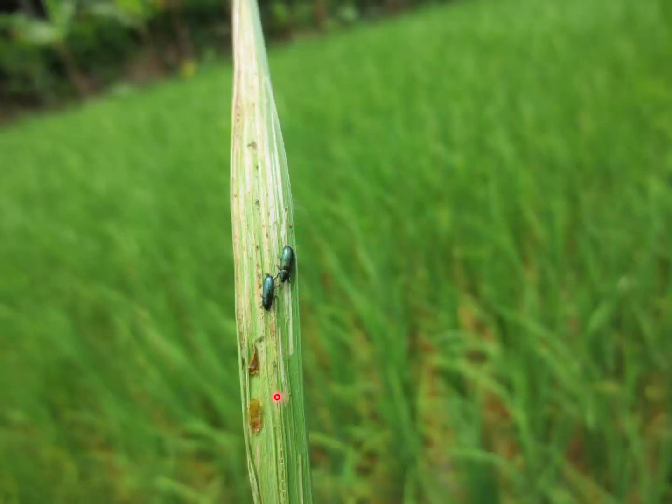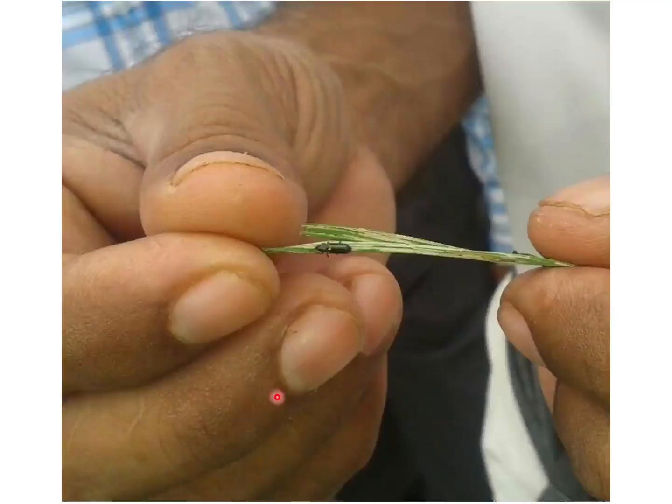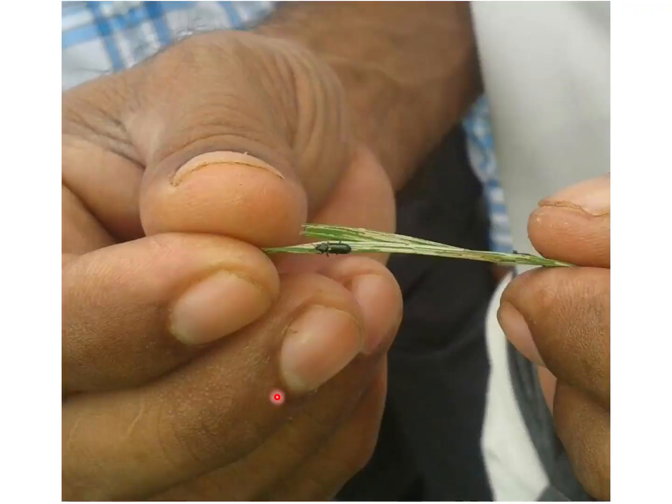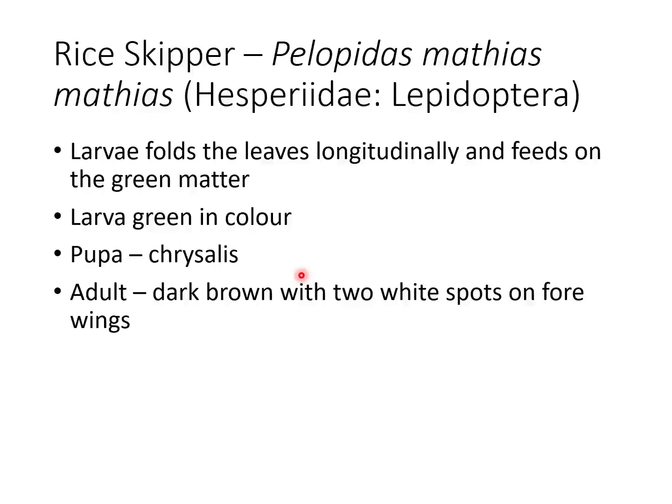So we may confuse the damage of hispa and blue beetle, but one thing is that we can easily locate the insects. This is pretty easy to see on the leaf surface, and it leads to the removal of green matter content from the leaf. That is with respect to blue beetle. So this is one another picture of blue beetle. You can see the beetle over here.